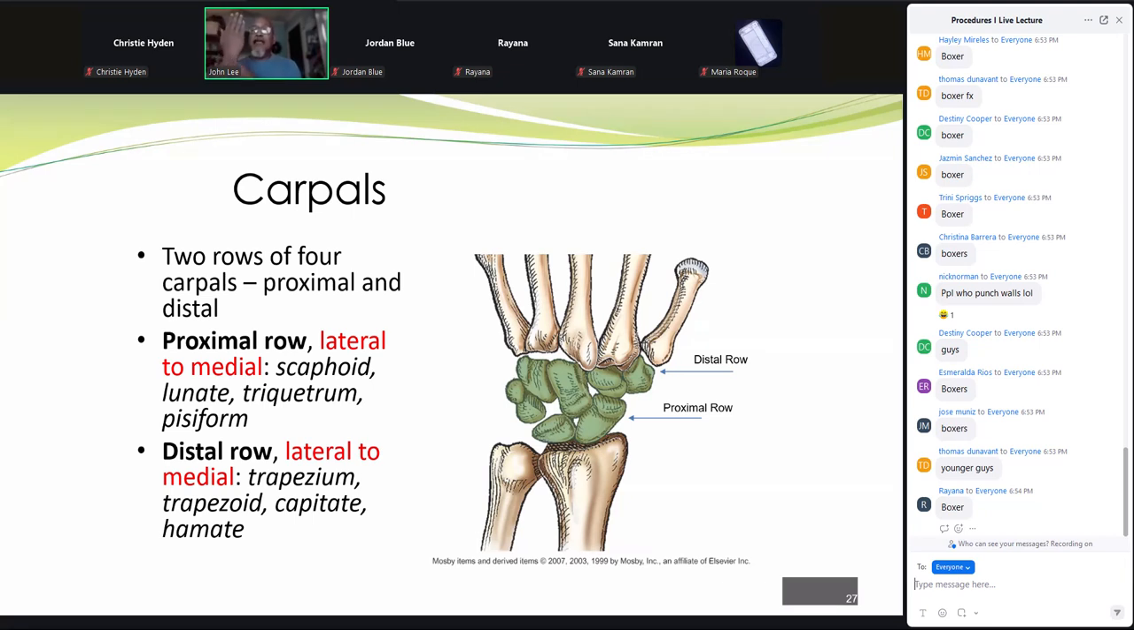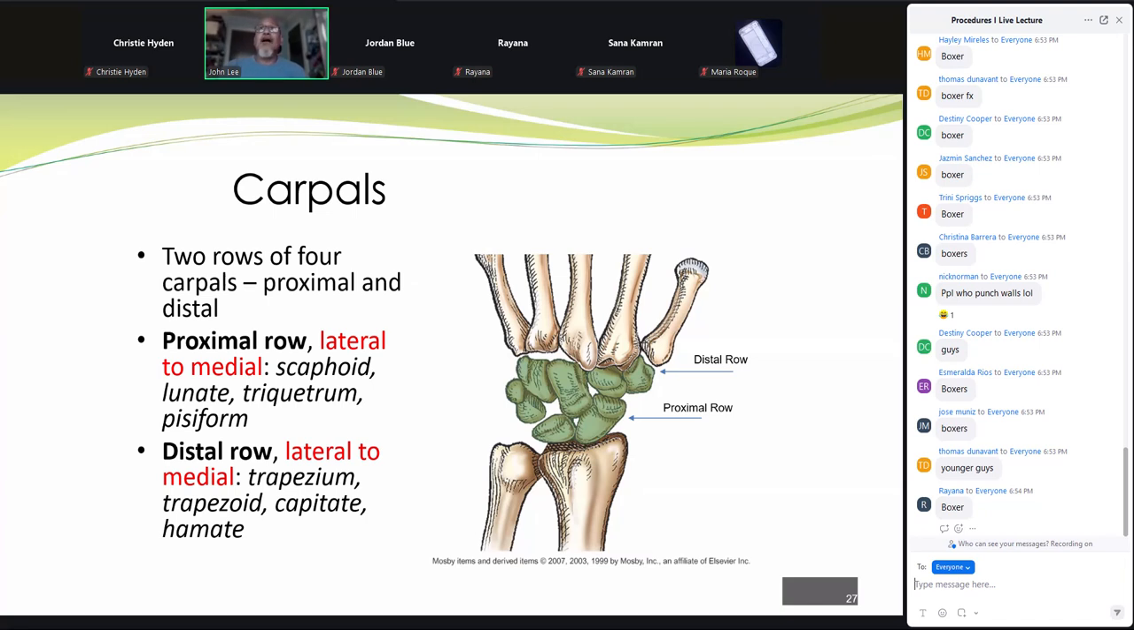Doesn't matter if you're looking at the hand PA and it's a left hand or a right hand, you're not going to start from over here and label that way. You're going to start from the thumb side and label across. All right.